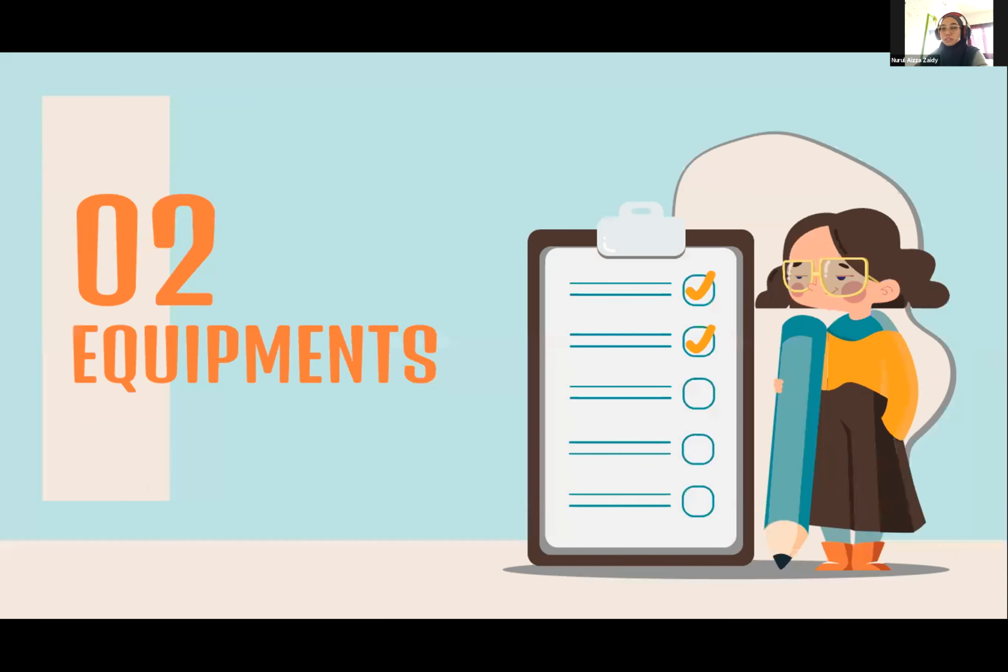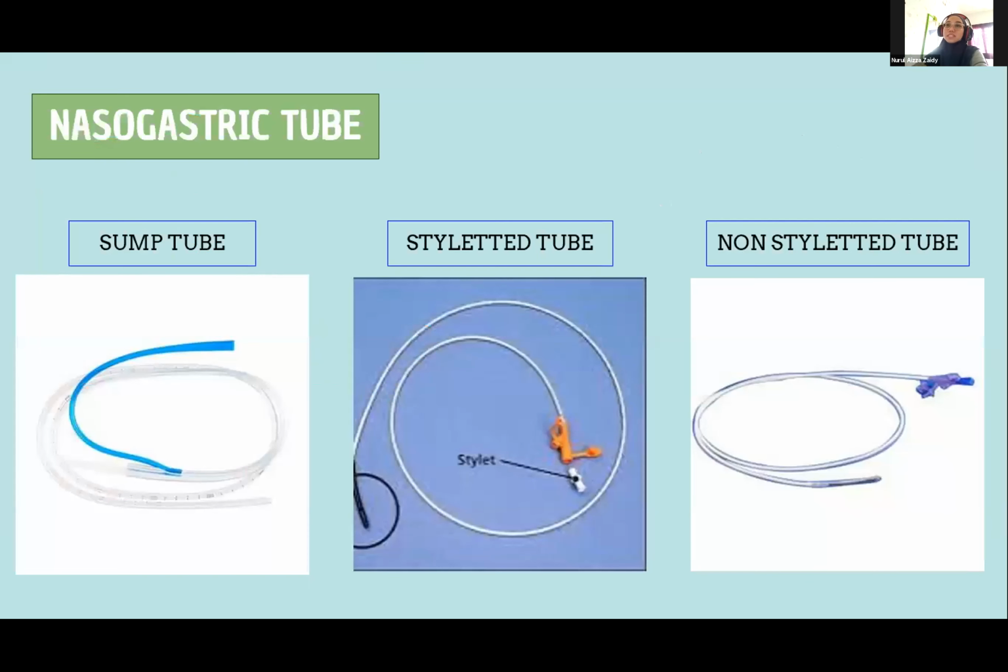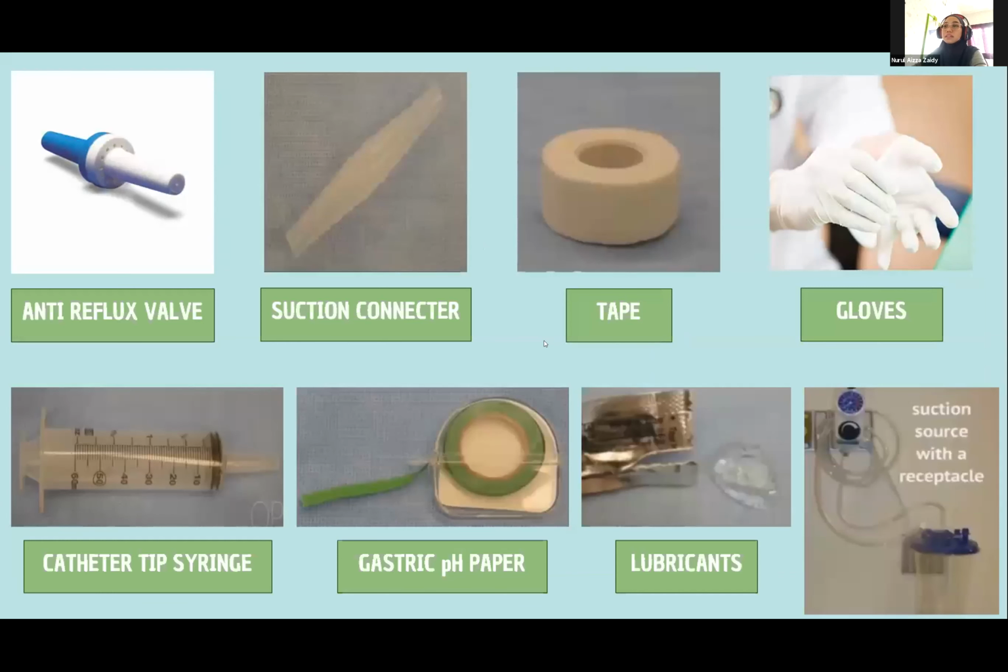Next is equipment. First one is definitely a nasogastric tube. We have three types: the sump tube, stylated tube, and also non-stylated tube. Sump tube is only for aspiration, so we don't use sump tube for feeding. Stylated tube is usually for long-term placement, and non-stylated tube is for short-term placement. These are the other equipment: anti-reflux valve, suction connector, tape, gloves, catheter tip syringe, gastric pH paper, lubricants, and also suction source with a receptacle.